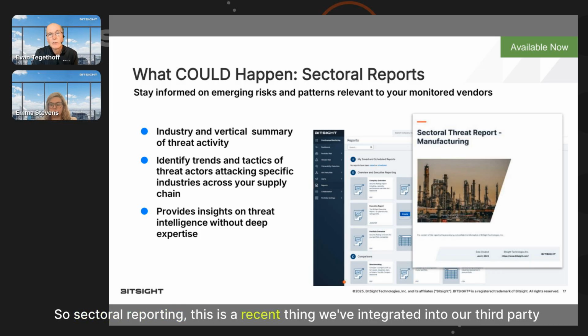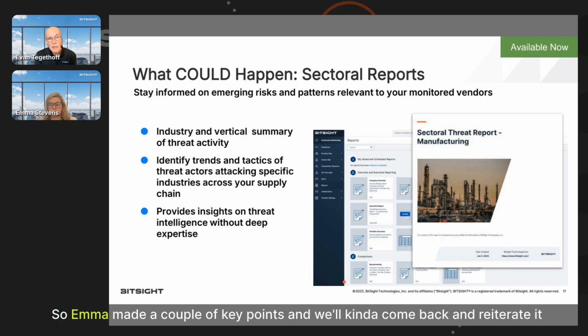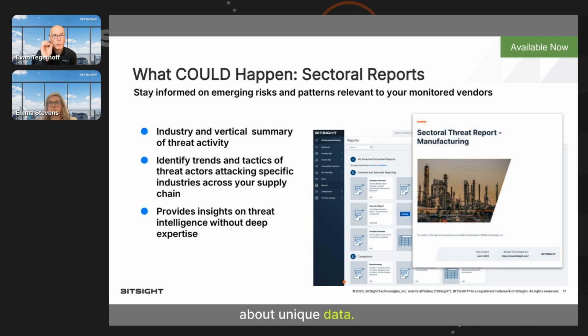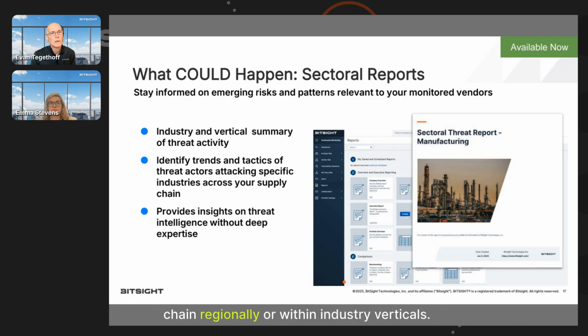So sectoral reporting, this is a recent thing we've integrated into our third-party tool set. This is drawn directly off CTI. Emma made a couple of key points, and we'll come back and reiterate it, about unique data. Understand this is coming from unique data off of deep and dark web. This one is aligned to industry, region, et cetera. So you can get that big picture view of what might be affecting your supply chain regionally or within industry verticals.